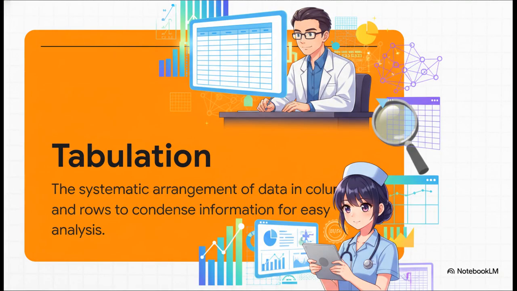So what exactly is tabulation? Well, think of it like this. It's a super organized way to arrange your data into neat columns and rows. The whole point is to take this huge mountain of information and condense it down into something compact and manageable. That way, it's way, way easier to actually read it and figure out what's going on.